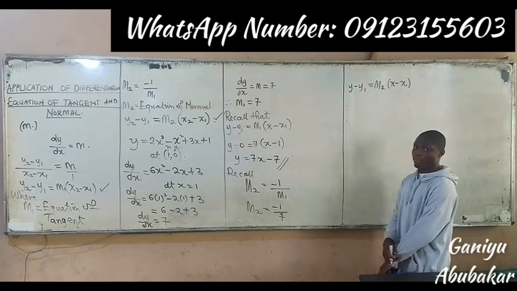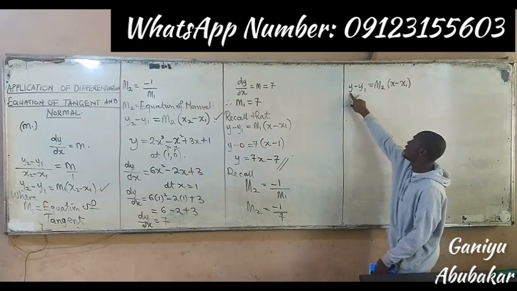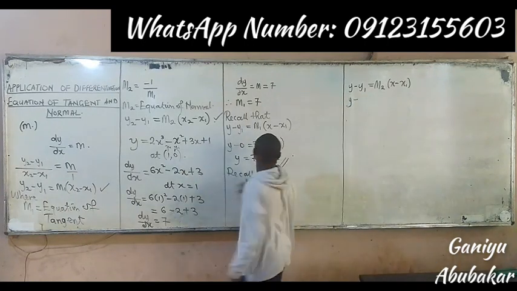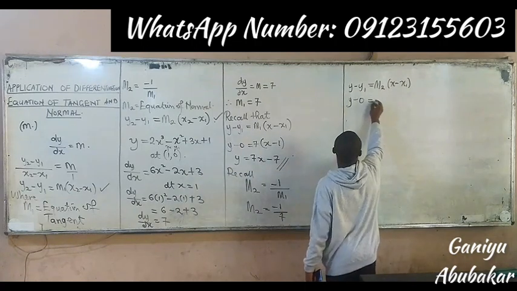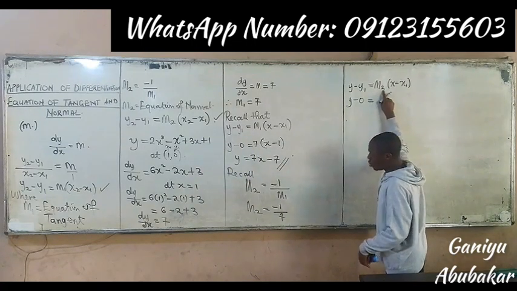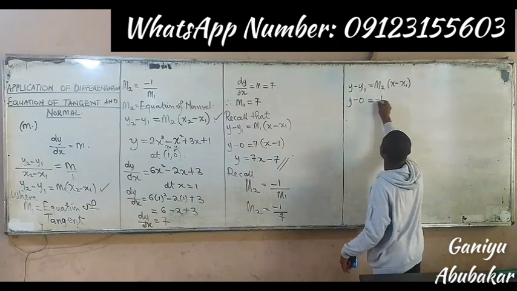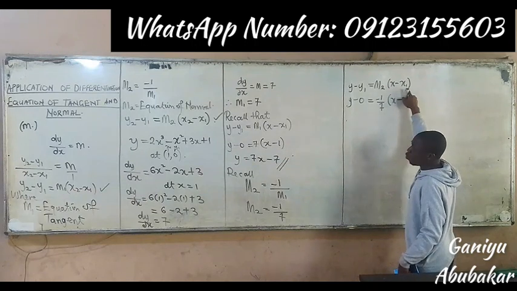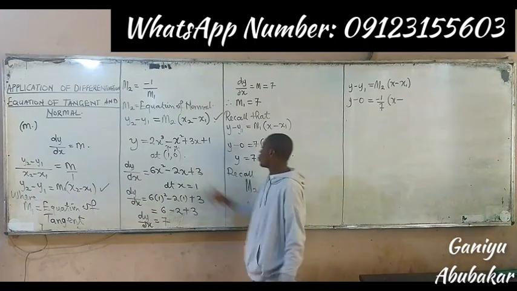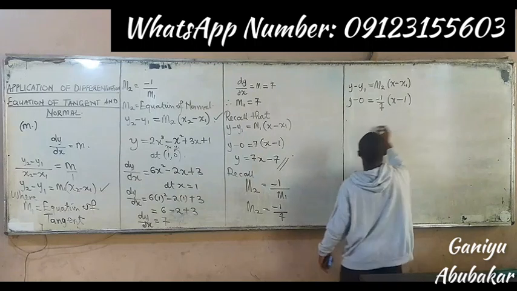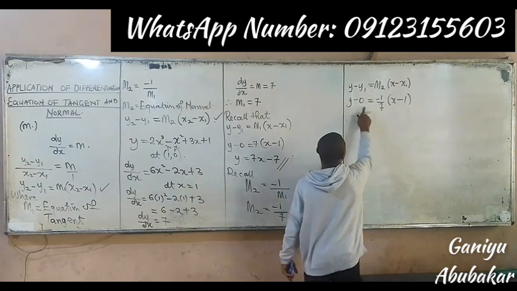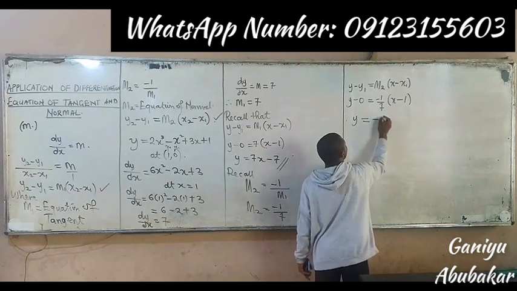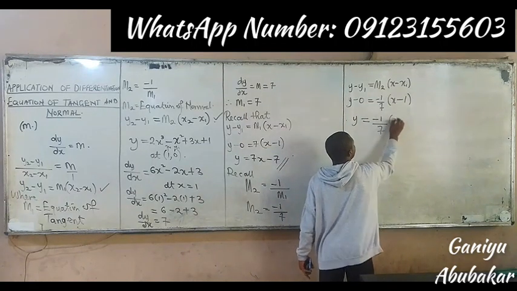Alright, from here, please look up. From here, I'll have y, so minus y1. Of course, y1 is 0, so I have 0 here, now equal to m2. What's m2? m2 is minus 1 over 7 into x minus x1. Of course, x1 is 1. If I work on this, y minus 0 becomes y, which is now equal to minus 1 over 7 all into x minus 1.